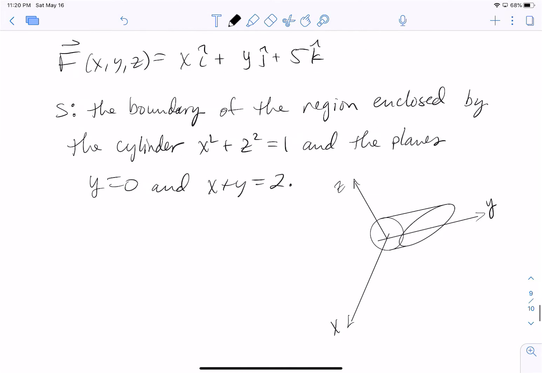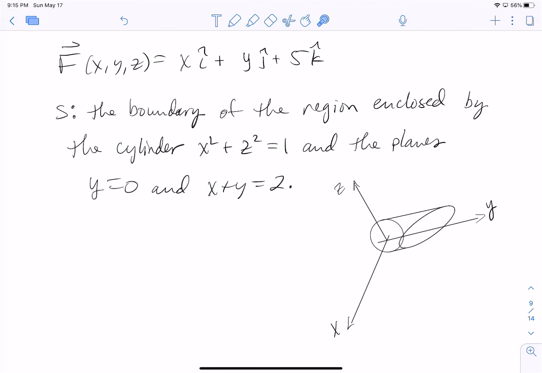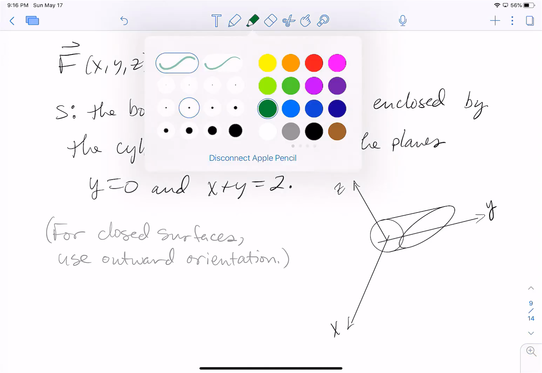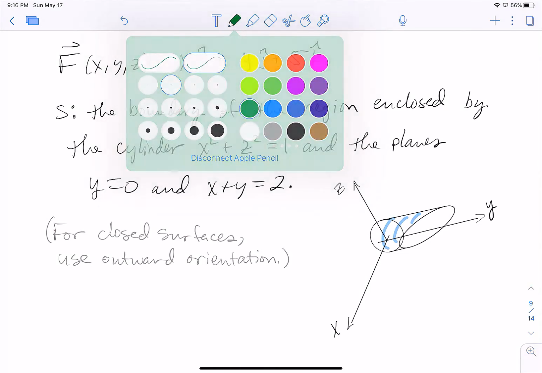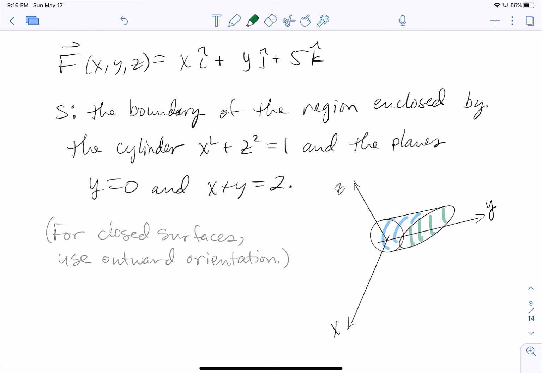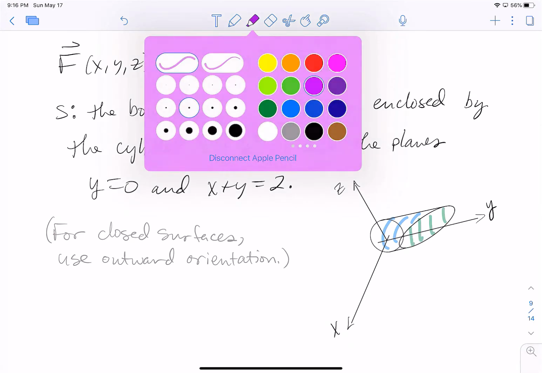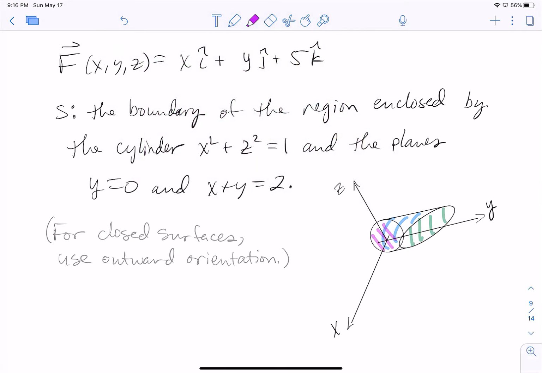Now, we've got that out of the way. We can see that the boundary, that is the surfaces, constitute a closed surface. And for closed surfaces, we use outward orientation. Let's look at the surfaces that we have. We've got the cylinder. We've got the angled face. And then we've got the vertical face on the back. Let's call these S1, S2, and S3 respectively.